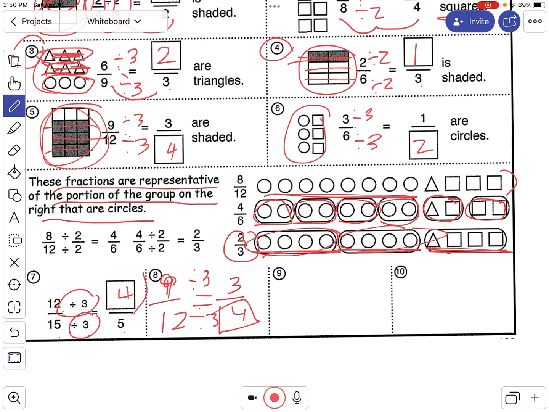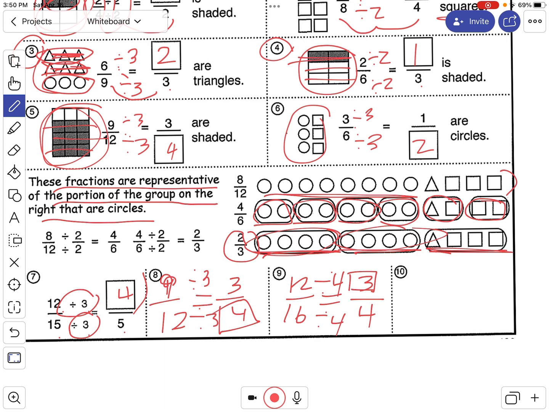Okay, here's the next one. We're going to go 12 over 16 equals, I want you to put a box here, a line, and 4 right there. Okay, pause the video and see if you can solve that before I show you the answer. 16 divided by 4 is 4. So 12 divided by 4 is 3.